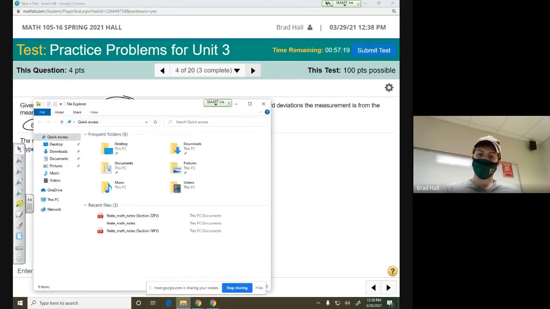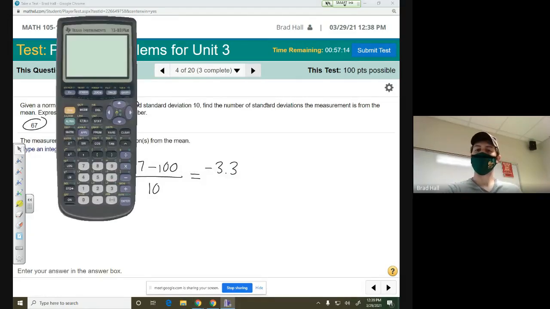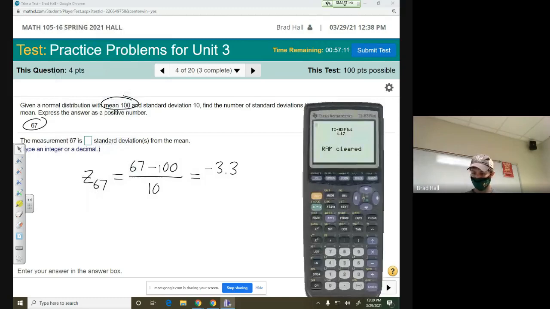Let's find out. I was unsure about problem 2, so maybe my confidence shouldn't be trusted. 67 minus 100 divided by 10. Okay, cool. So we have negative 3.3 as the z-score. That doesn't exactly answer the question, but we're pretty much right there. The only reason why negative 3.3 will not be the answer is because it's asking for standard deviation and not a z-score. Standard deviation cannot be negative, but the z-score can.